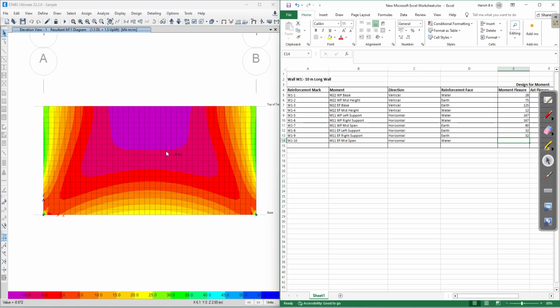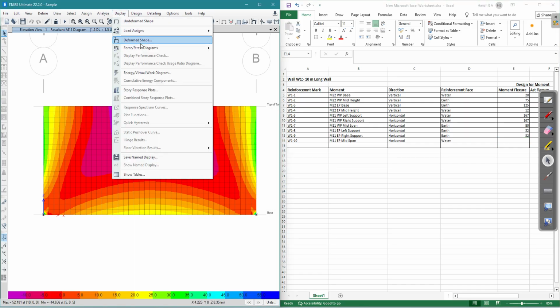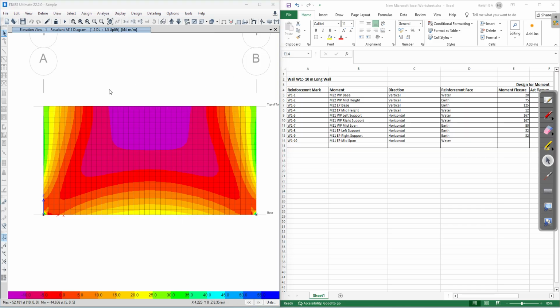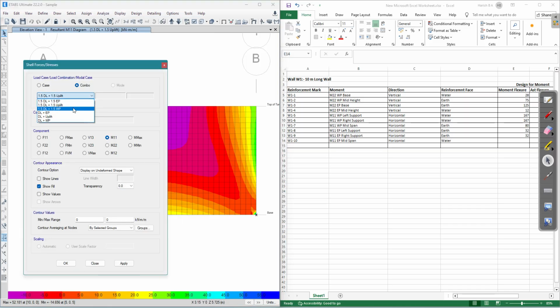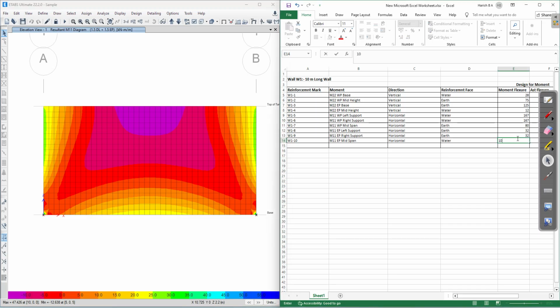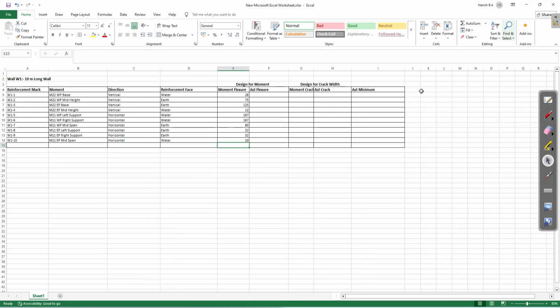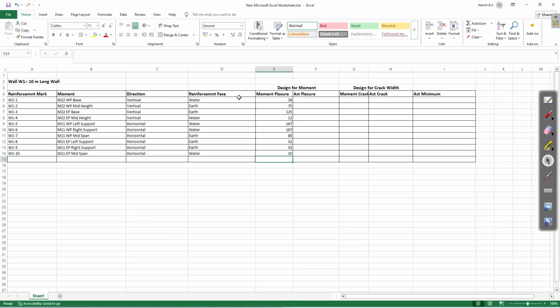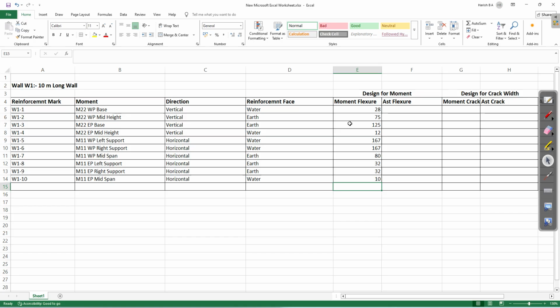At the mid span, for uplift it is showing 10. For earth pressure it is showing almost 7. We will take the maximum, which is 10. So like this you need to record your moment values from ETABS.